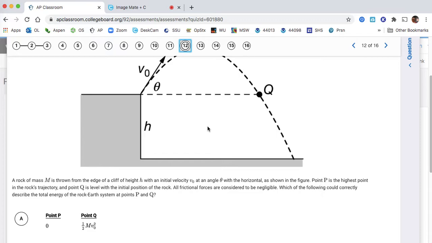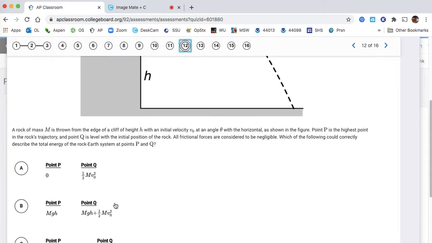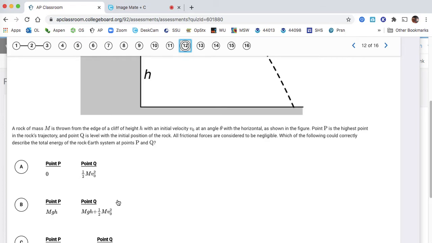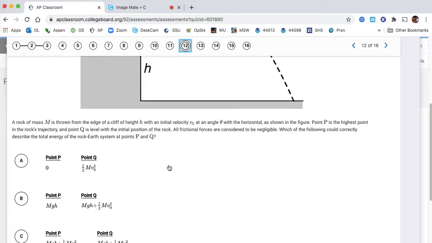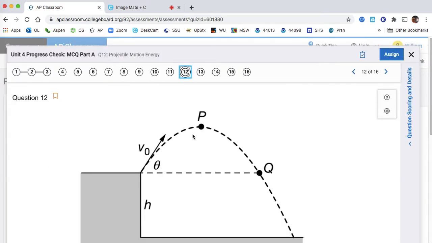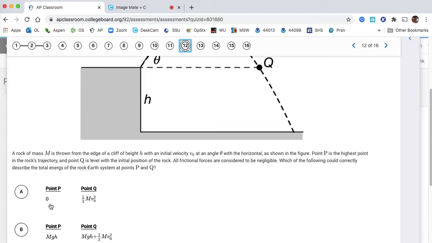At point P, what am I looking at here? Which of the following correctly describes the total energies? At point P, it's got no energy? No, of course not. It's got plenty of energy up there. The total energy at point P, does it have any energy? Yes, it does. A is not our answer.